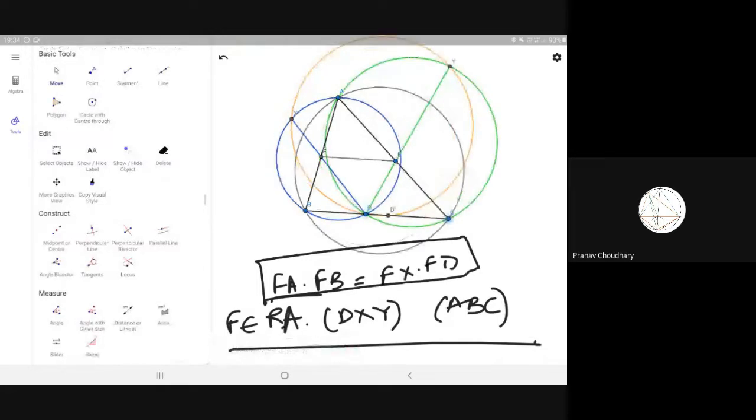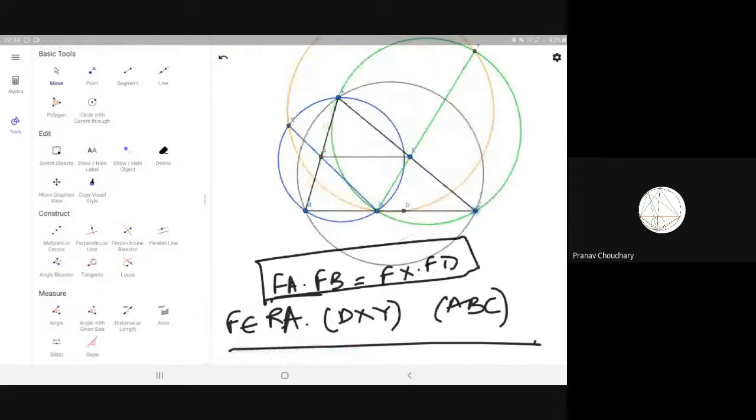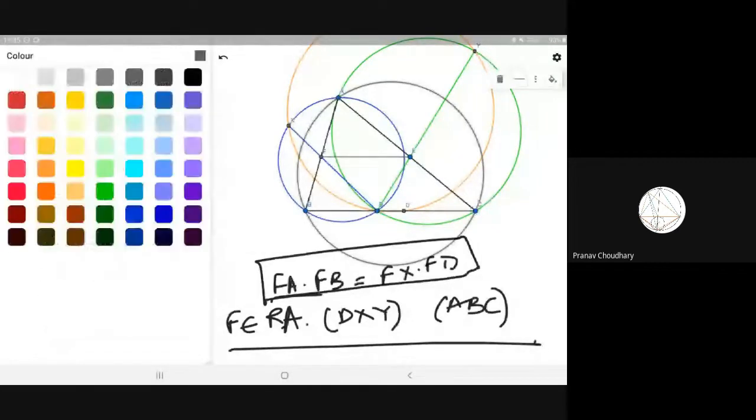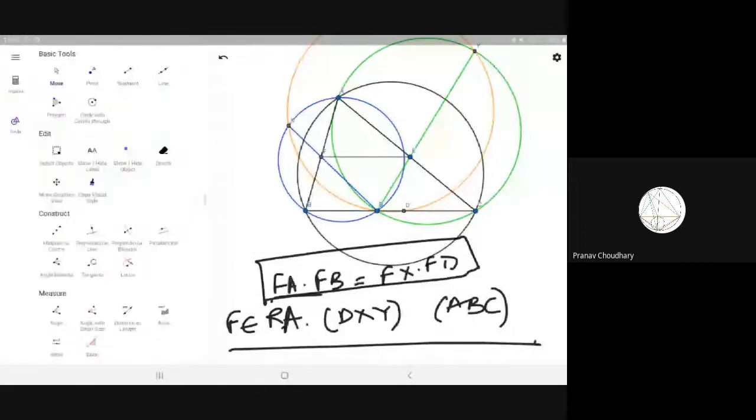I had a doubt. Yeah, go on. You don't need this length condition to prove F lies on the radical axis, right? The radical axis is directly the radical axis of these two circles, dxy and abc. No, no, I'm talking about the black circle and the orange circle. Black circle and which one? The orange, yeah. Okay, got it. Fine.